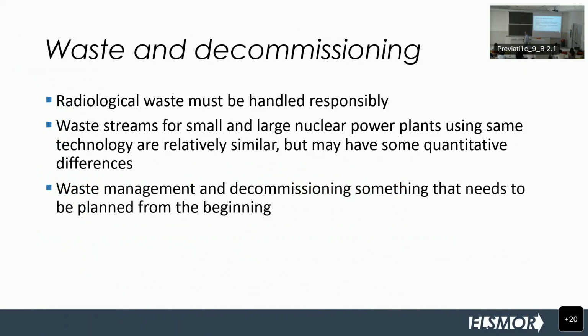But anyway, since we yesterday discussed quite a lot of radioactive waste, I just wanted to have a last discussion on that. Of course, the point is that radioactive waste must always be handled responsibly, and like we heard yesterday, waste streams from large and small units, or reactors using the same technology, are relatively similar, but they might have some quantitative differences. And waste management and decommissioning is something that needs to be planned from the beginning.